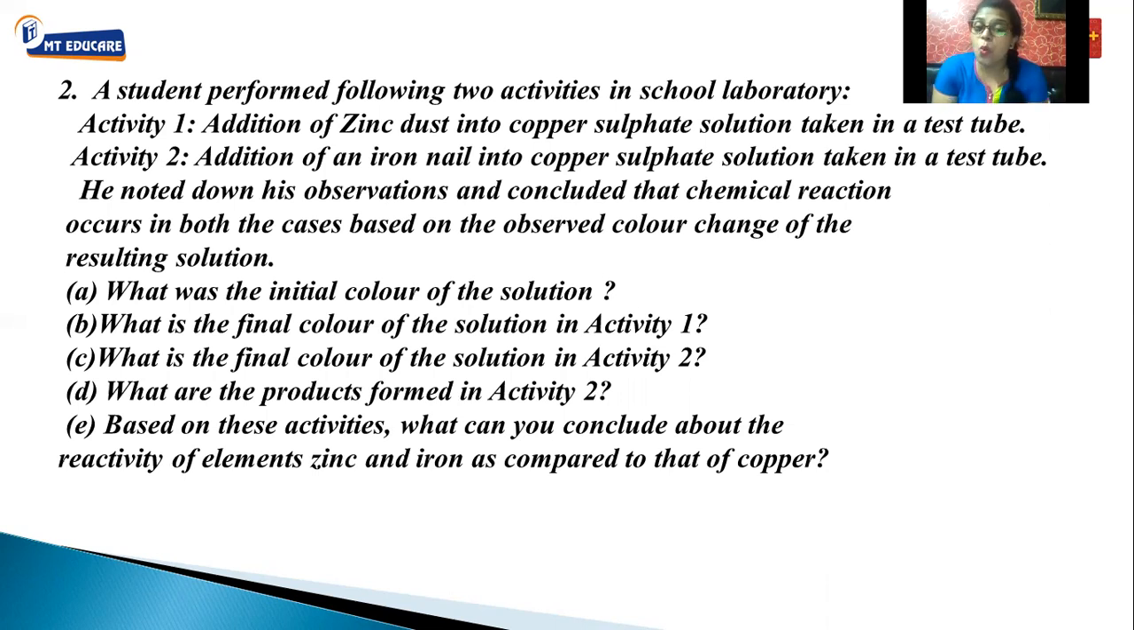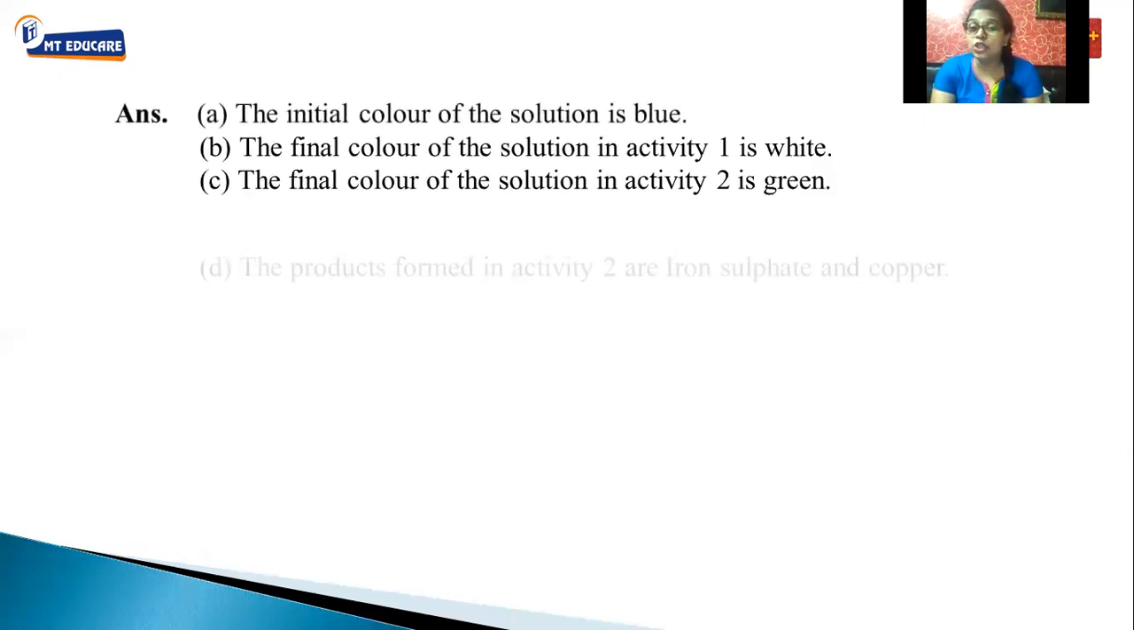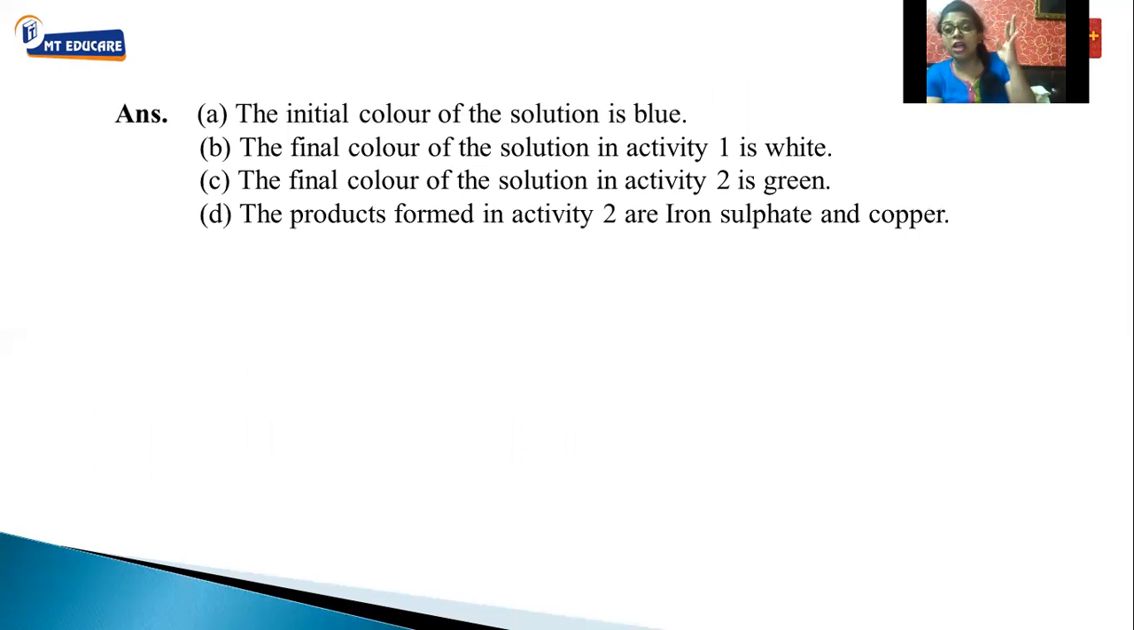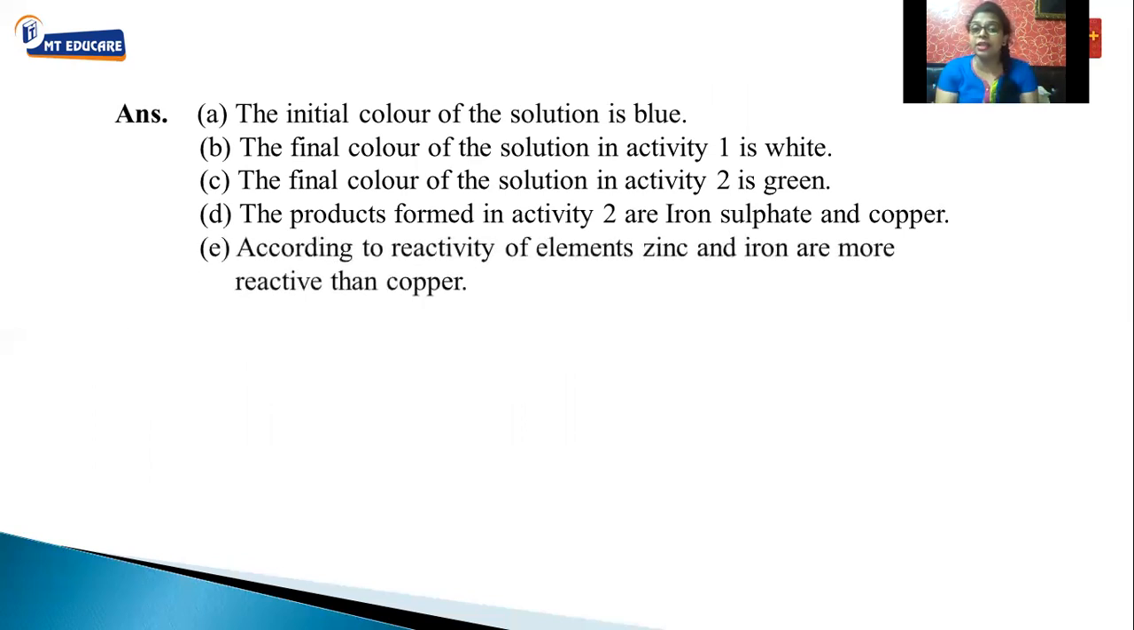Fine. And the last question: based on these activities, what can you conclude about the reactivity of the elements zinc and iron as compared to that of copper? So they are telling us to compare the reactivity of zinc, iron, and copper. So who is more reactive according to the reactivity series? Zinc and iron are more reactive than copper. Okay, so among these three elements, copper is the least reactive element.